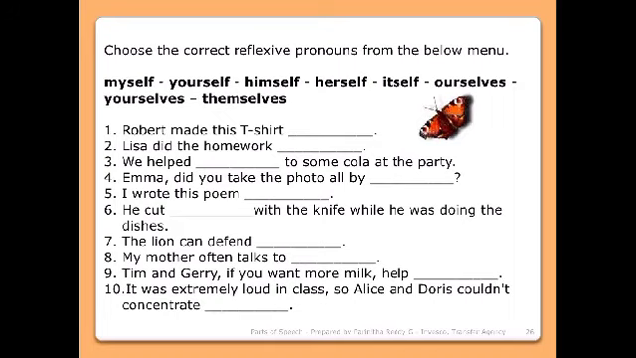The lion can defend itself. The lion, the animal, will use it. We can't use he because he is only used for a human being. So the lion can defend itself.